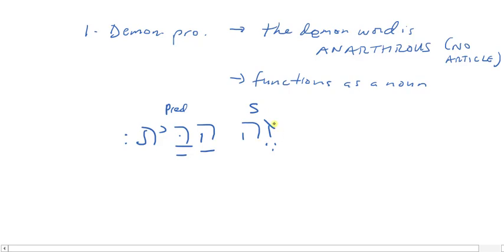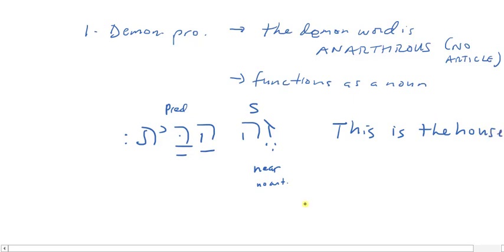Okay? Now, this is anarthrous, isn't it? The word zeh is a near demonstrative. It's near, and it's anarthrous. No article. So it's a pronoun use. I'm going to translate this as this, not this something, but just this. Then I add my copula, is. It's not in Hebrew. This is. And then habayit, this is the house. Okay?